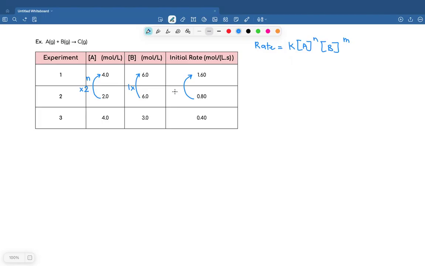And I can see already my initial rate is doubled as well. So then I can solve for this equation saying 2 to the power of N equals 2. Therefore, I know N is 1, which is the order of reaction with respect to A.